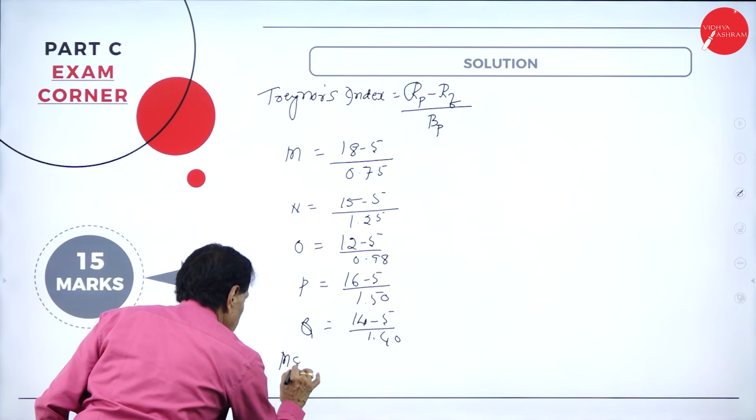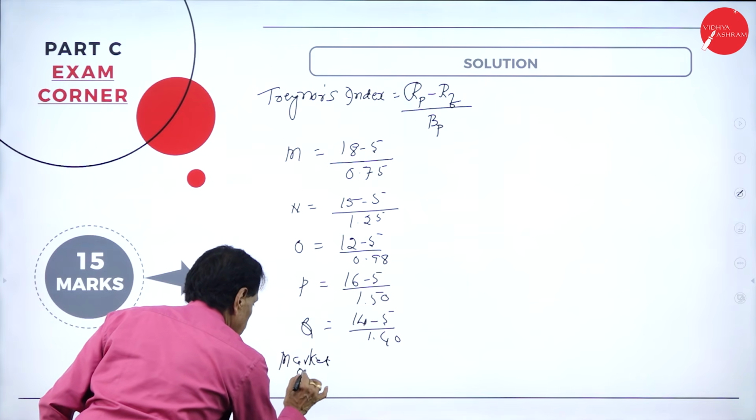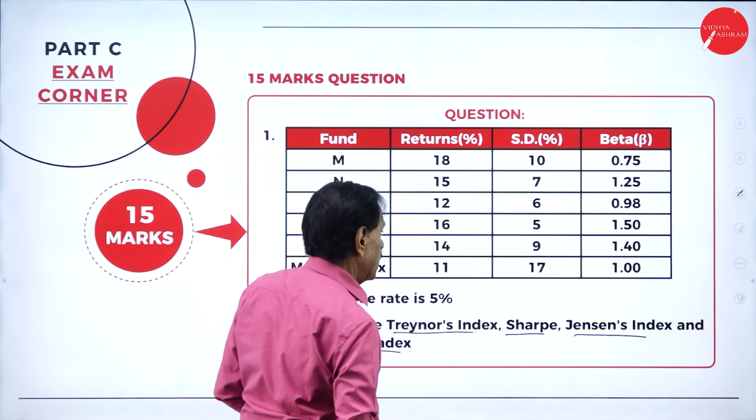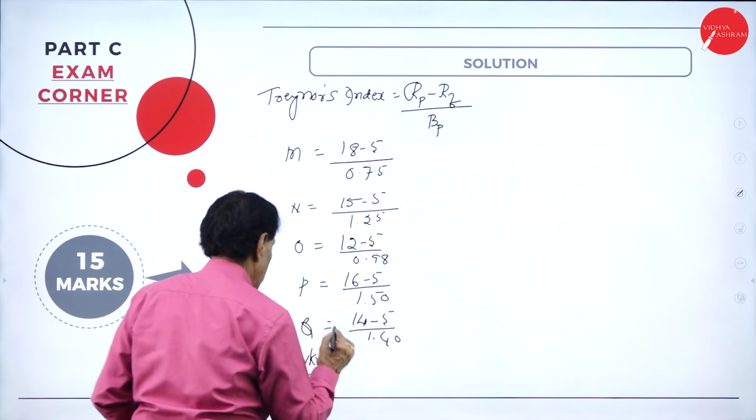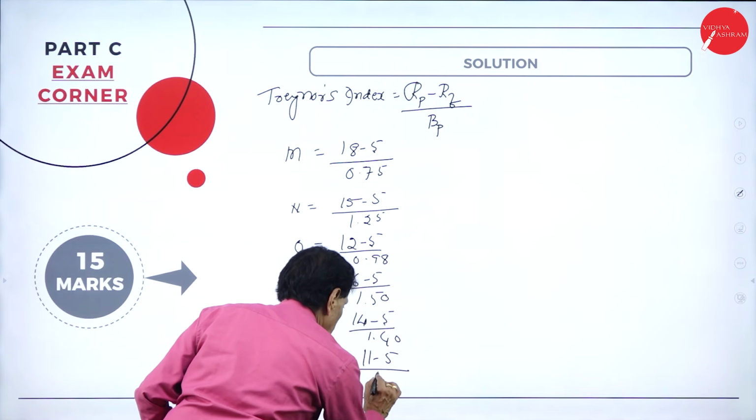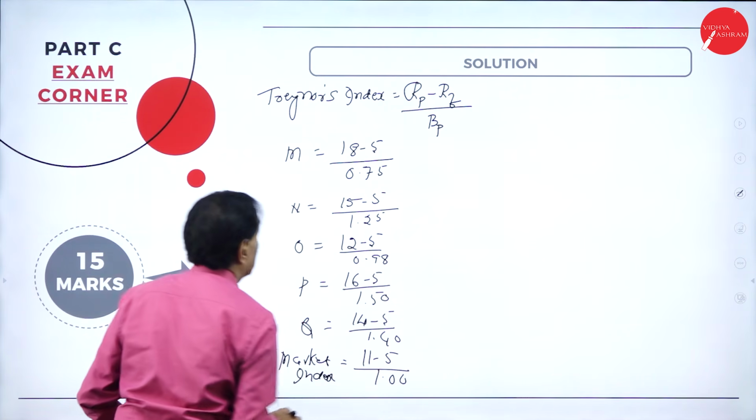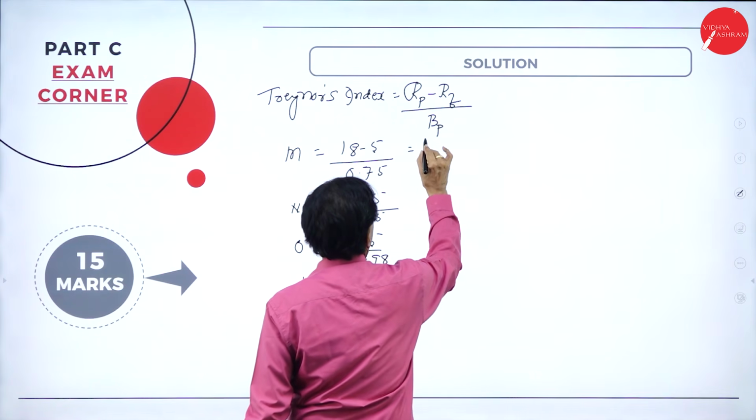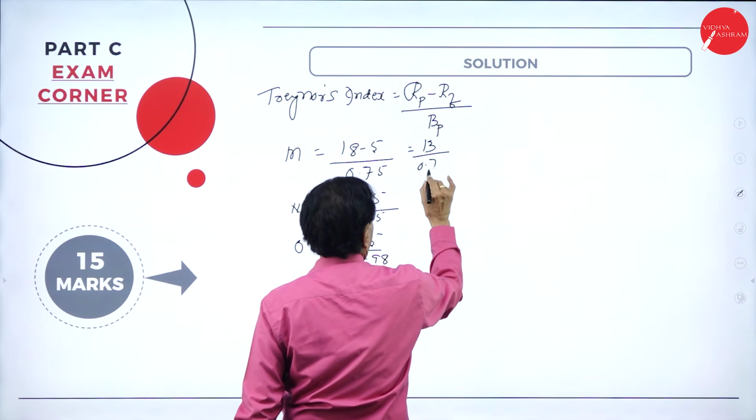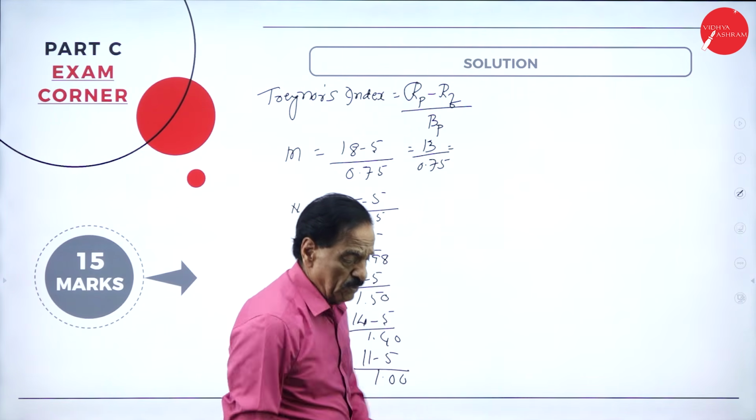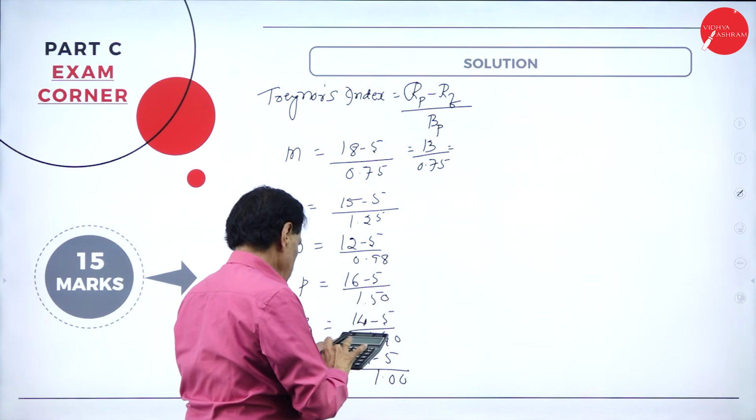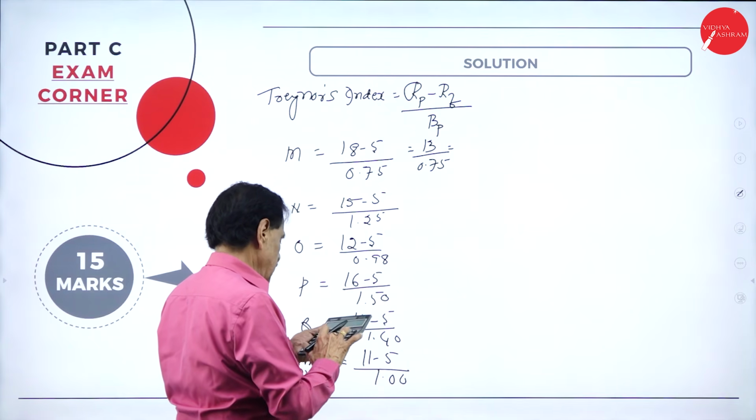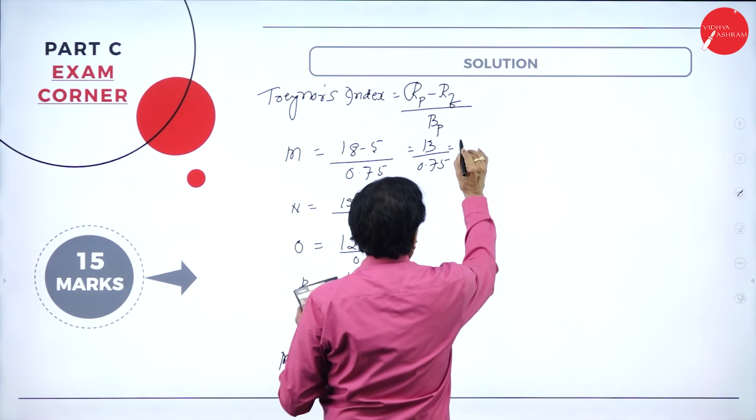Market index is equal to 11 minus 5 divided by 1. We'll go one by one. 18 minus 5 is 13 divided by 0.75 is equal to 17.33.